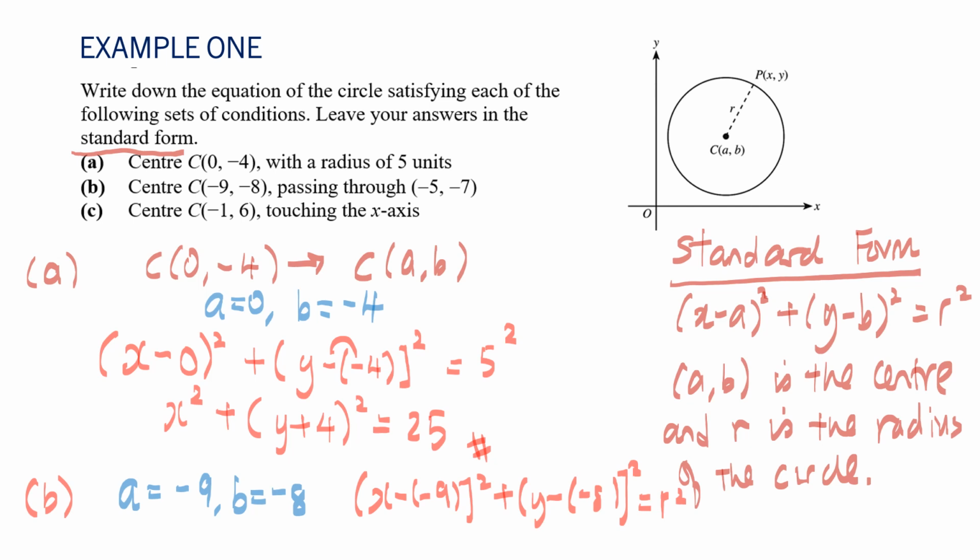If you simplify it, you will have x plus 9 squared plus y plus 8 squared equals to R squared. So we will have to find the values of R. We cannot just leave the standard form in this way. So how do you find the values of R? If you look at the question carefully, there is one particular piece of information that we have not made use of. It says that the circle passes through that point. So what does it mean?